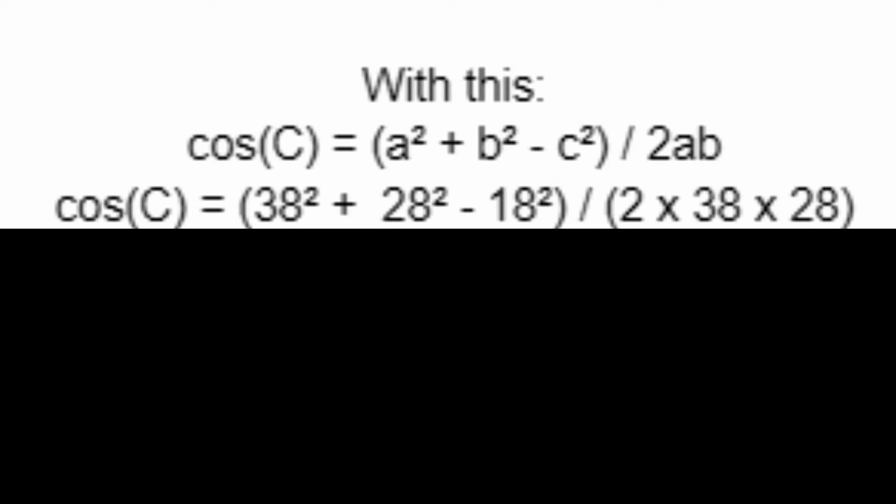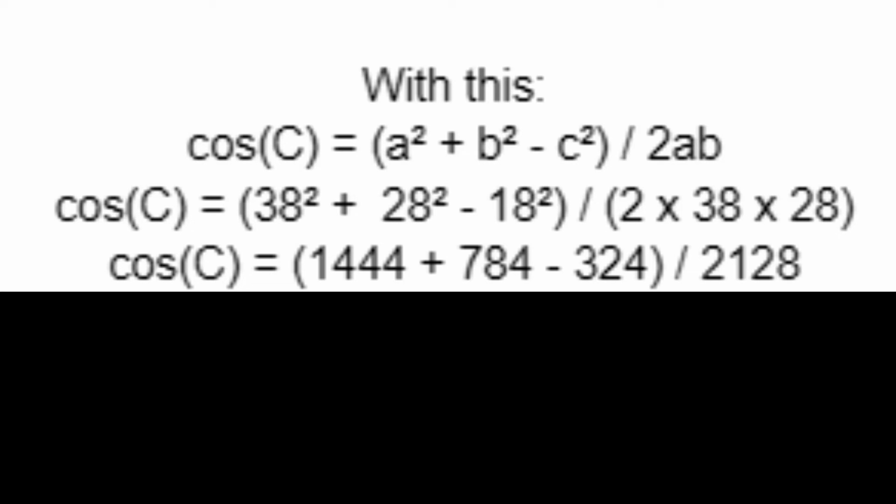And with this knowledge, we can use the rule of cosine, where cosine C equals (A squared plus B squared minus C squared) divided by 2AB. So if we substitute this in, we get cosine C equals (38 squared plus 28 squared minus 18 squared), all in brackets, divided by 2 times 38 times 28.